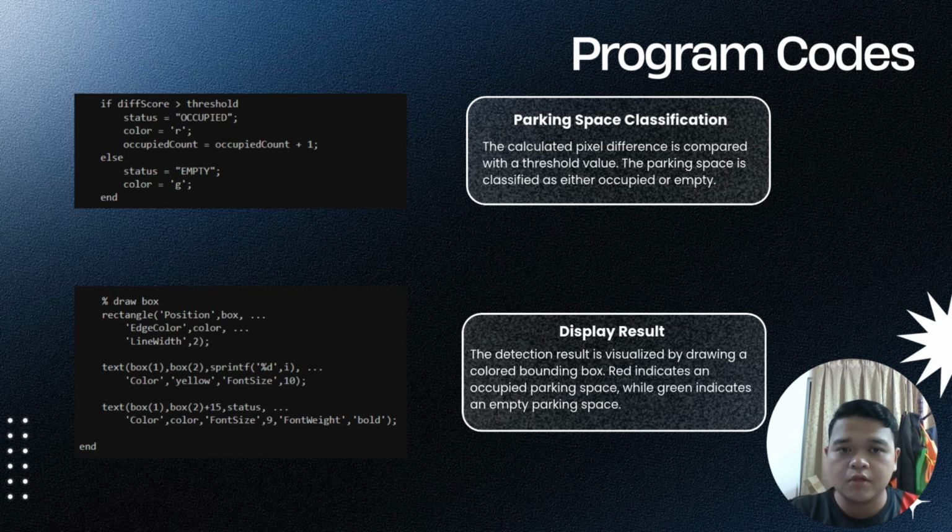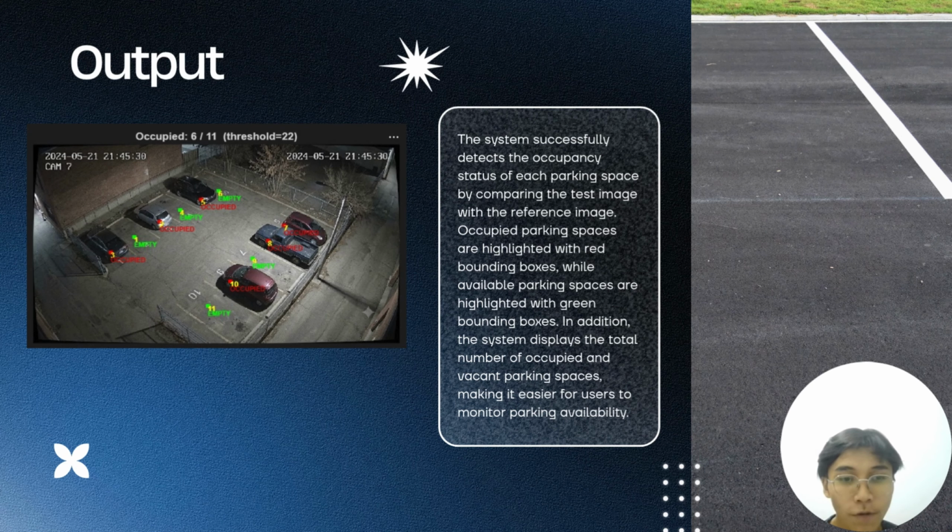Next is parking space classification. The calculated pixel difference is compared with the threshold value. The parking space is classified as either occupied or empty. And last but not least is display result. The detection result is visualized by drawing a colored bounding box. Red indicates an occupied parking space, while green indicates an empty parking space. I think that's all from me. Thank you.